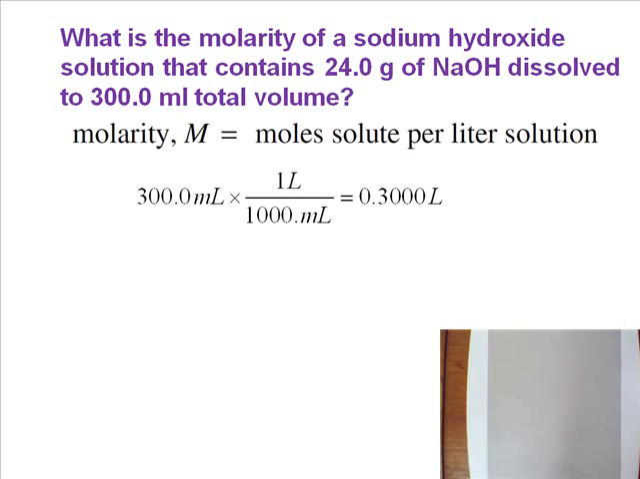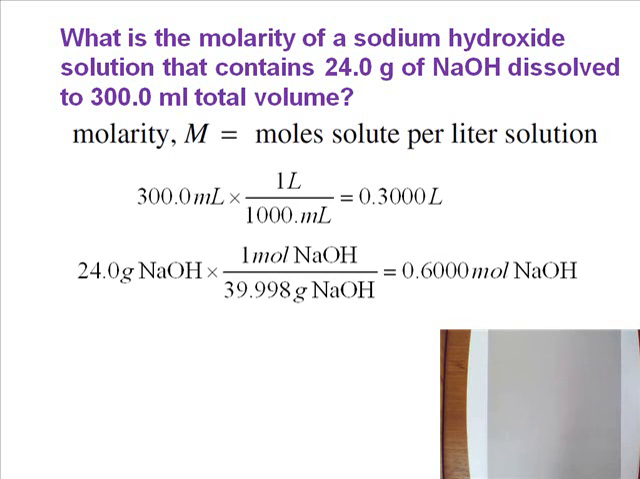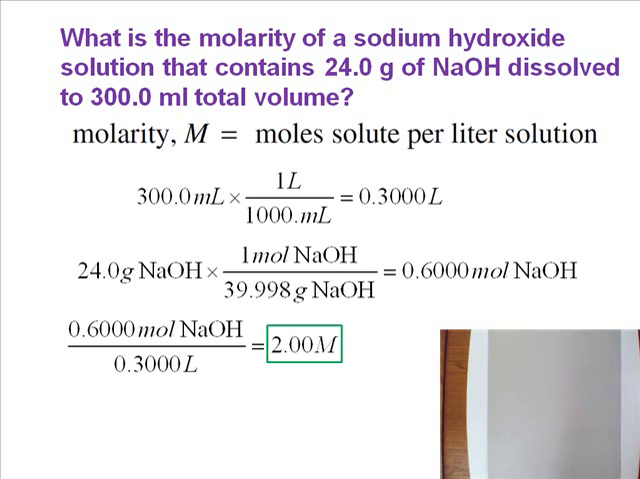We use dimensional analysis, and what we see here is 300 milliliters, which is the number you're given, the volume, times 1,000 milliliters is 1 liter. So you get 0.3 liters. So we now take the 24 grams of NaOH, and that is going to be multiplied times the molar mass of NaOH, which is 1 mole of NaOH. And the answer is this solution is 2 molar.